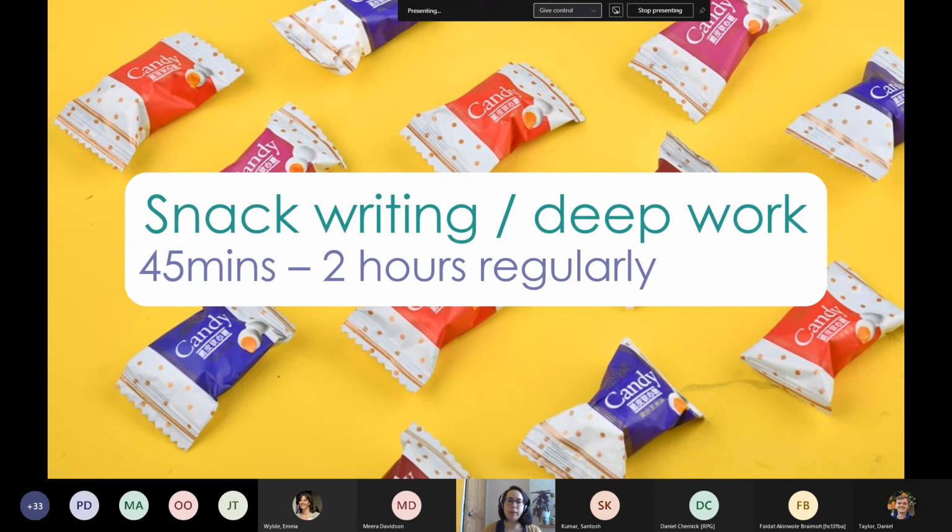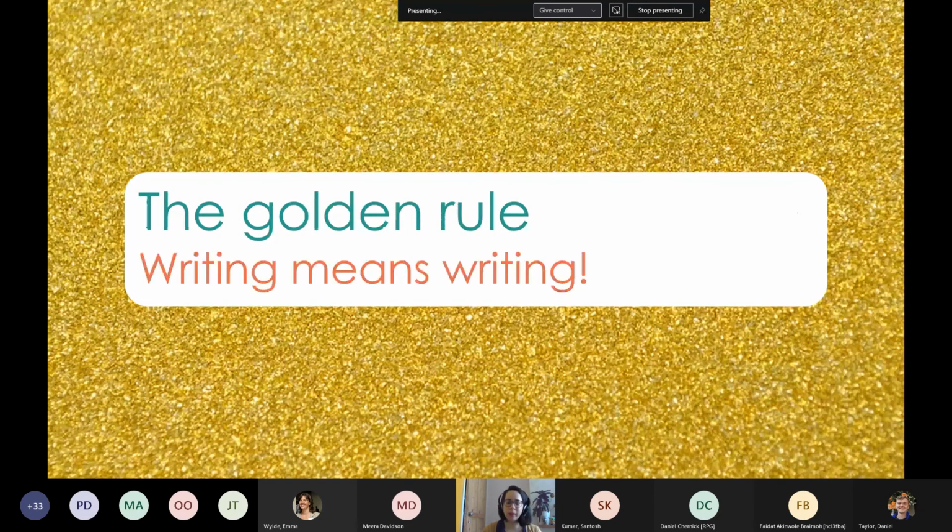45 minutes to 2 hours regularly. Find out what time works for you and put that into your diary regularly. And remember that showing up to these sessions is part of the training. Remember the golden rule that writing means writing. It doesn't mean all of that other nonsense. It doesn't mean looking at Twitter. Twitter's my downfall. Hide your phone, get rid of all of those distractions. Writing means writing, new words on paper.